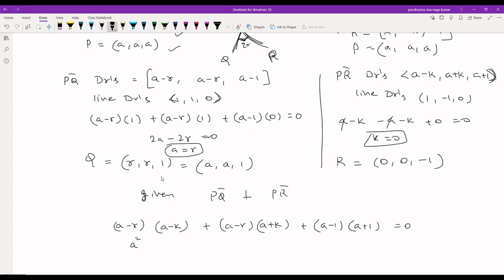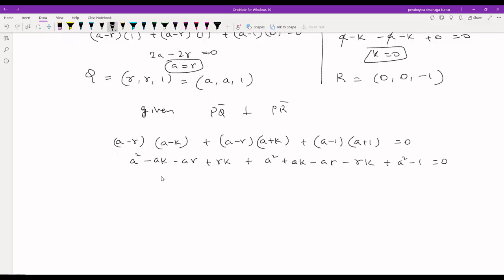So try to multiply it. A square minus AK minus AR plus RK. Again A square plus AK minus AR minus RK plus A square minus 1 square equals 0. Try to cancel if any cancellation is possible. So minus RK plus RK cancels. How much is left? Minus AR minus AR, A square, A square. So you can see.